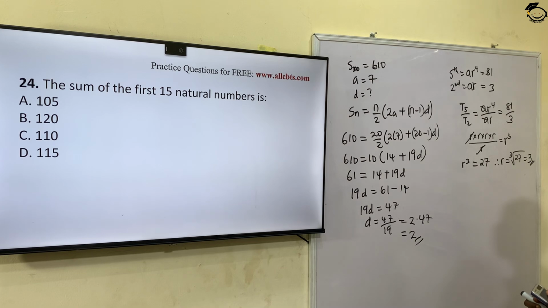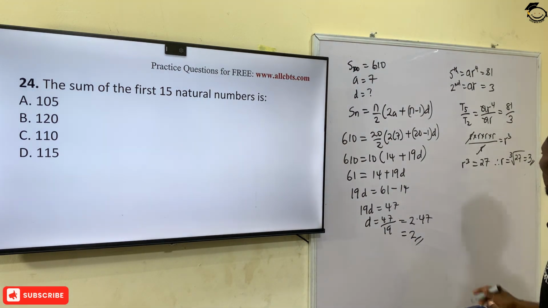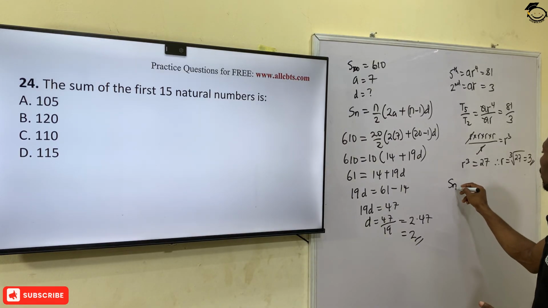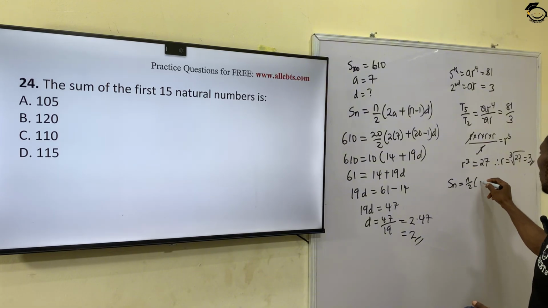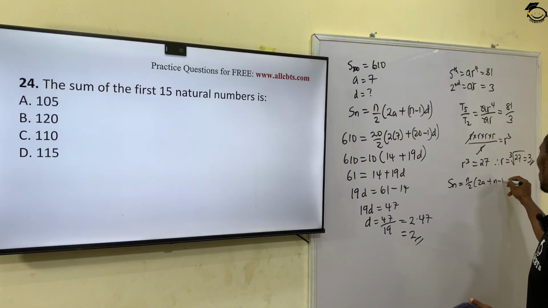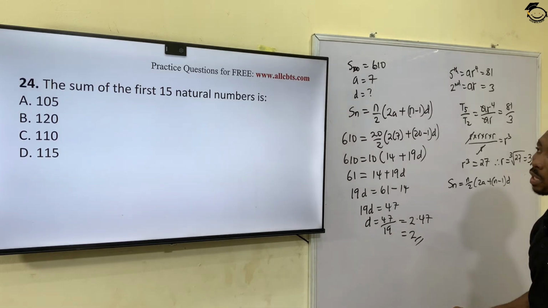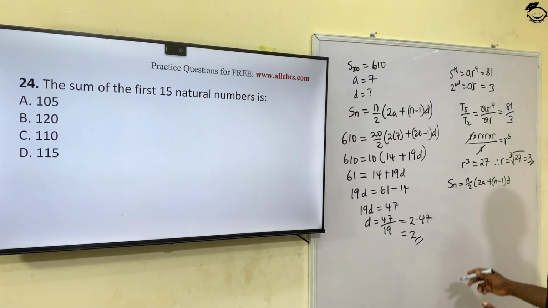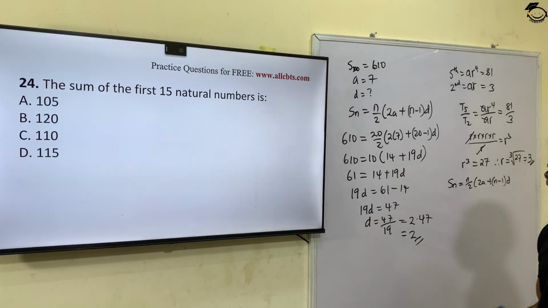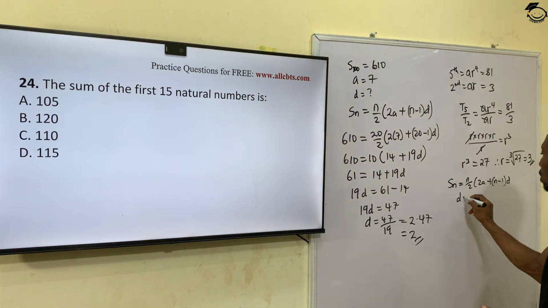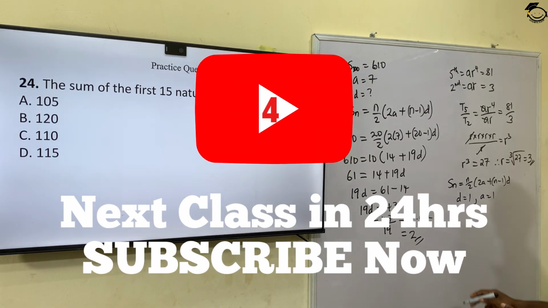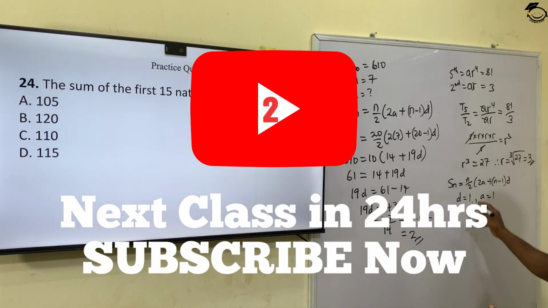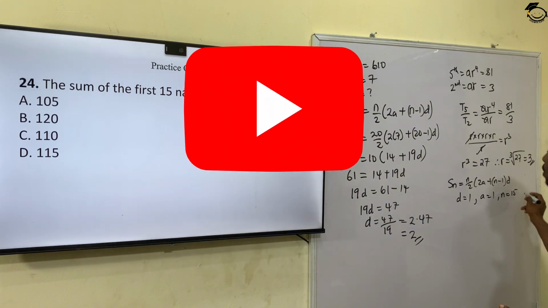The sum of the first 15 natural numbers is, now, our sum of natural numbers Sn equals n over 2 brackets 2a plus (n minus 1)d. Now, when we look at our natural numbers, we know that the difference between our natural numbers is 1. So here our d is 1 and our first term a is also 1. So our n in this equation is 15.